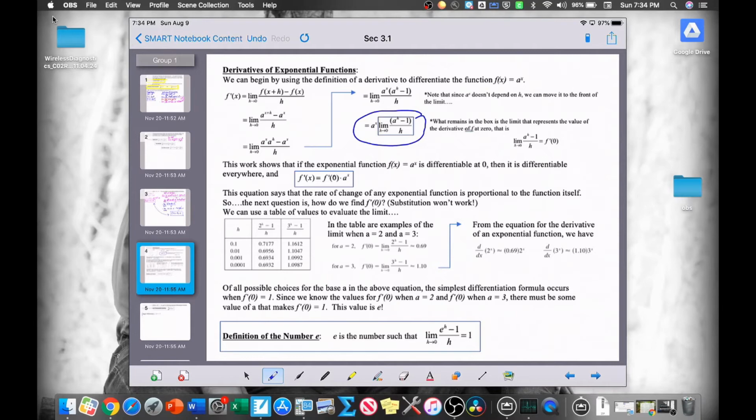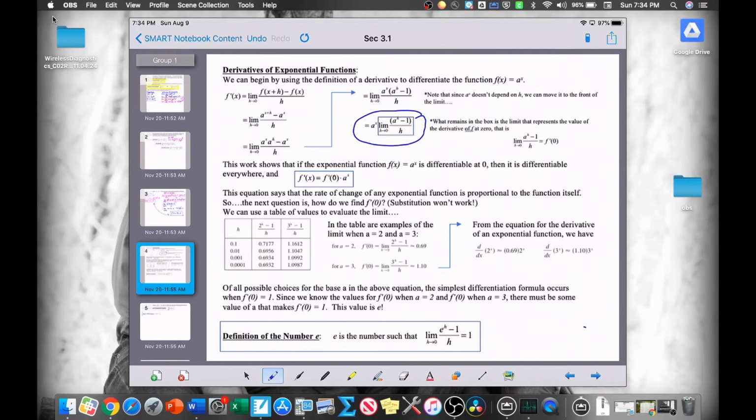So what if we let a be 2? Or what if we let a be 3? You can see that table of values there where they looked at those two different bases, a is 2 and a is 3, and they plugged in different values getting closer and closer to 0 on the right-hand side of 0, and they populated their table. So in the table are examples of that exact limit that we're trying to figure out when a is 2 and when a is 3.